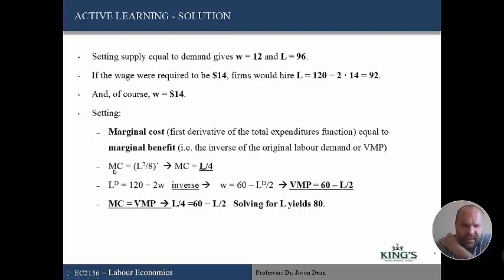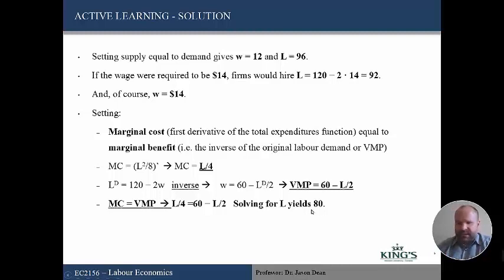We're told in the question that the total expenditures is L squared over 8. So the marginal cost is the derivative of this with respect to L, and that equals L divided by 4. This is our labor demand curve, but we want the inverse. So we're just going to solve for W. When we solve for W, we get this, and this is our value of marginal product, and it's 60 minus L divided by 2. So we're going to set those two equal to each other and solve for L, and we get 80. Okay, so the amount of labor that the monopsonist wants to hire would only be 80.